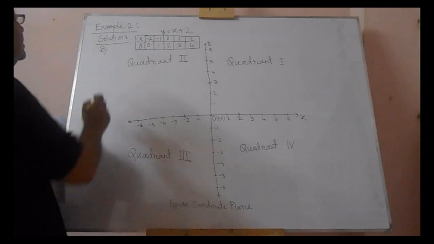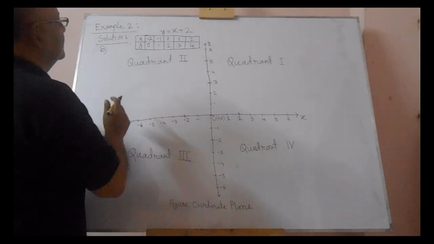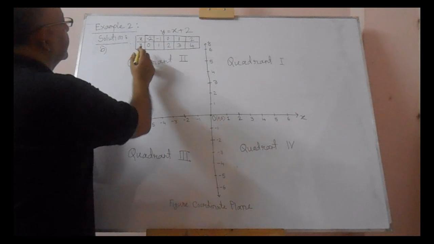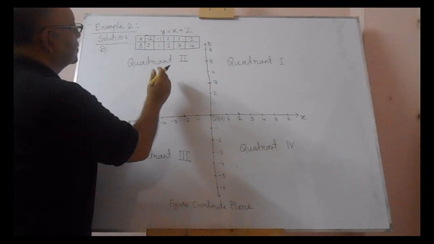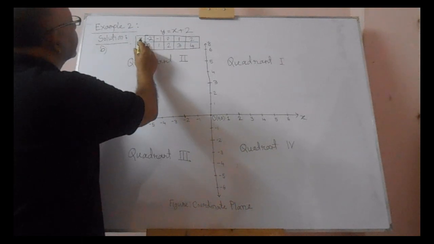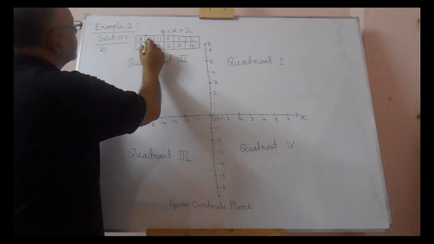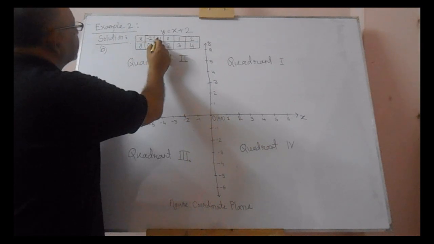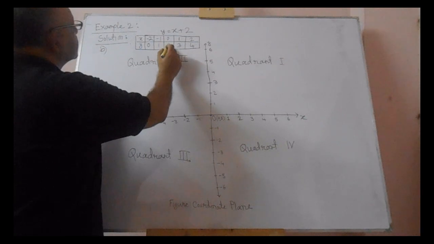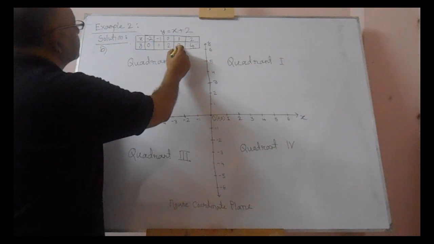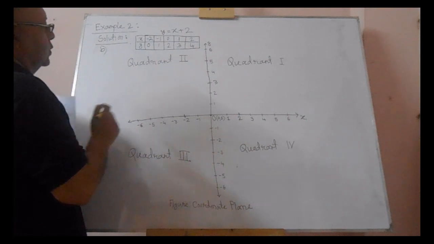For part B of example 2, we need to plot the ordered pairs x, y that we obtained in part A of example 2. So the x, y ordered pairs are here. When x coordinate is -2, y is 0. X is -1, y equals 1. X equals 0, y equals 2. X equals 1, y equals 3. X equals 2, y equals 4. So we'll plot these coordinates.